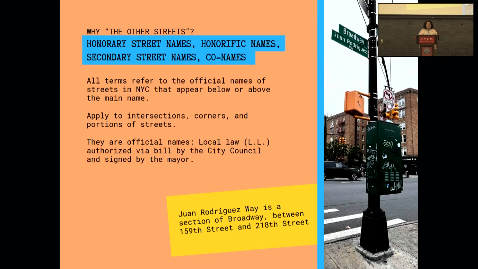And there are official names that the city council defines in local laws, but for making these laws, they go from the community boards into the city council, and then they get approved. It applies to intersections, corners, or portions of streets. Like Broadway goes across the entire island of Manhattan, but in a certain specific area, from 190th Street to 211th, it is called Juan Rodriguez Way.